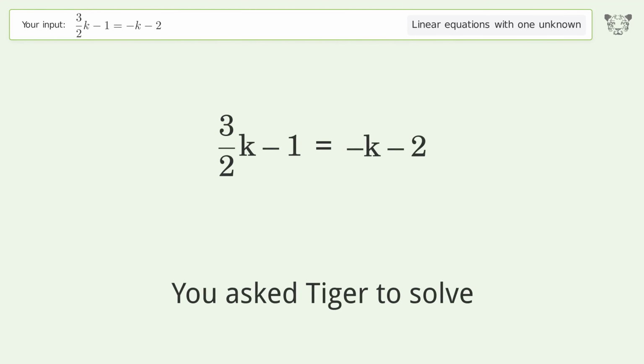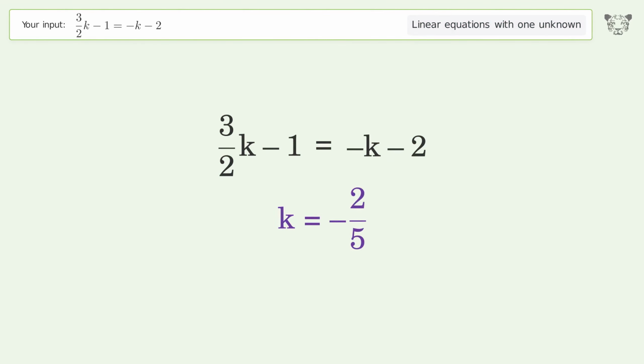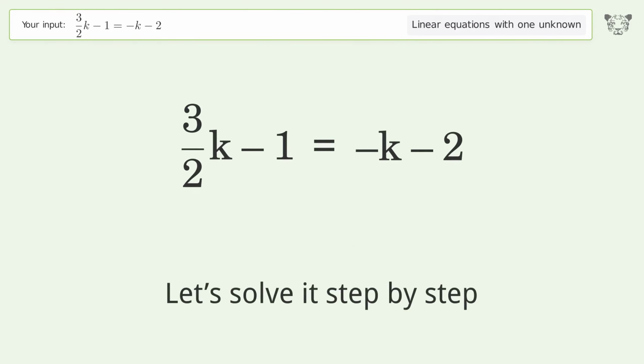You ask Tiger to solve this. This deals with linear equations with one unknown. The final result is k equals -2/5. Let's solve it step by step.